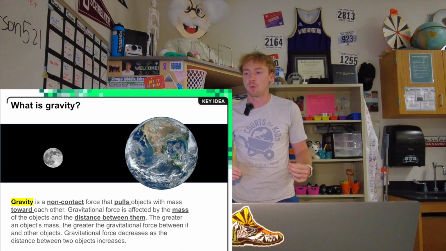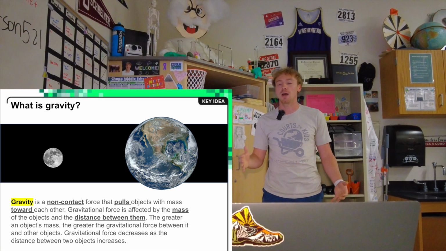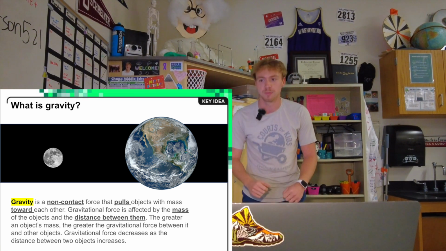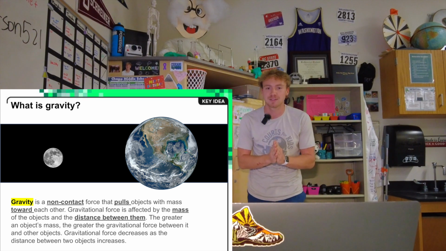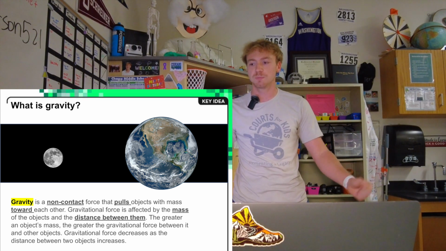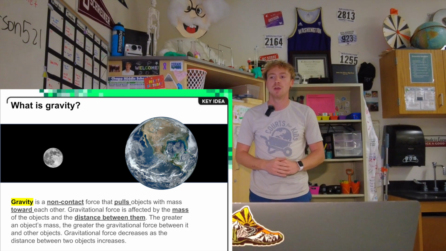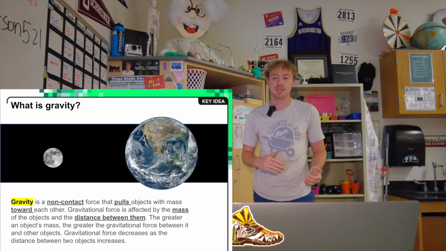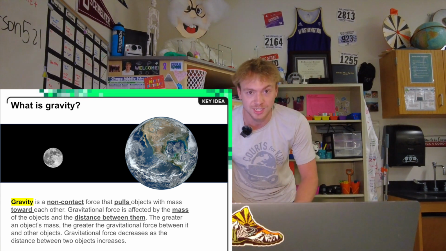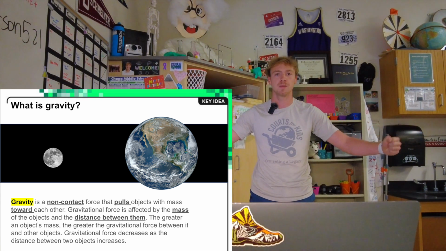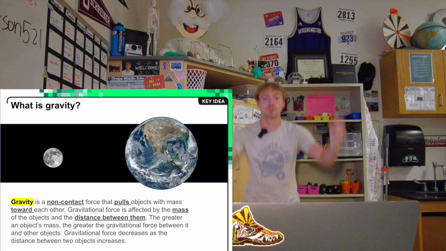Now, gravitational force is affected by the mass of the objects and the distance between them. The greater an object's mass, the greater the gravitational force between it and other objects. Gravitational force decreases as the distance between two objects increases. Okay? So to recap, gravity is the force that pulls us down to Earth.